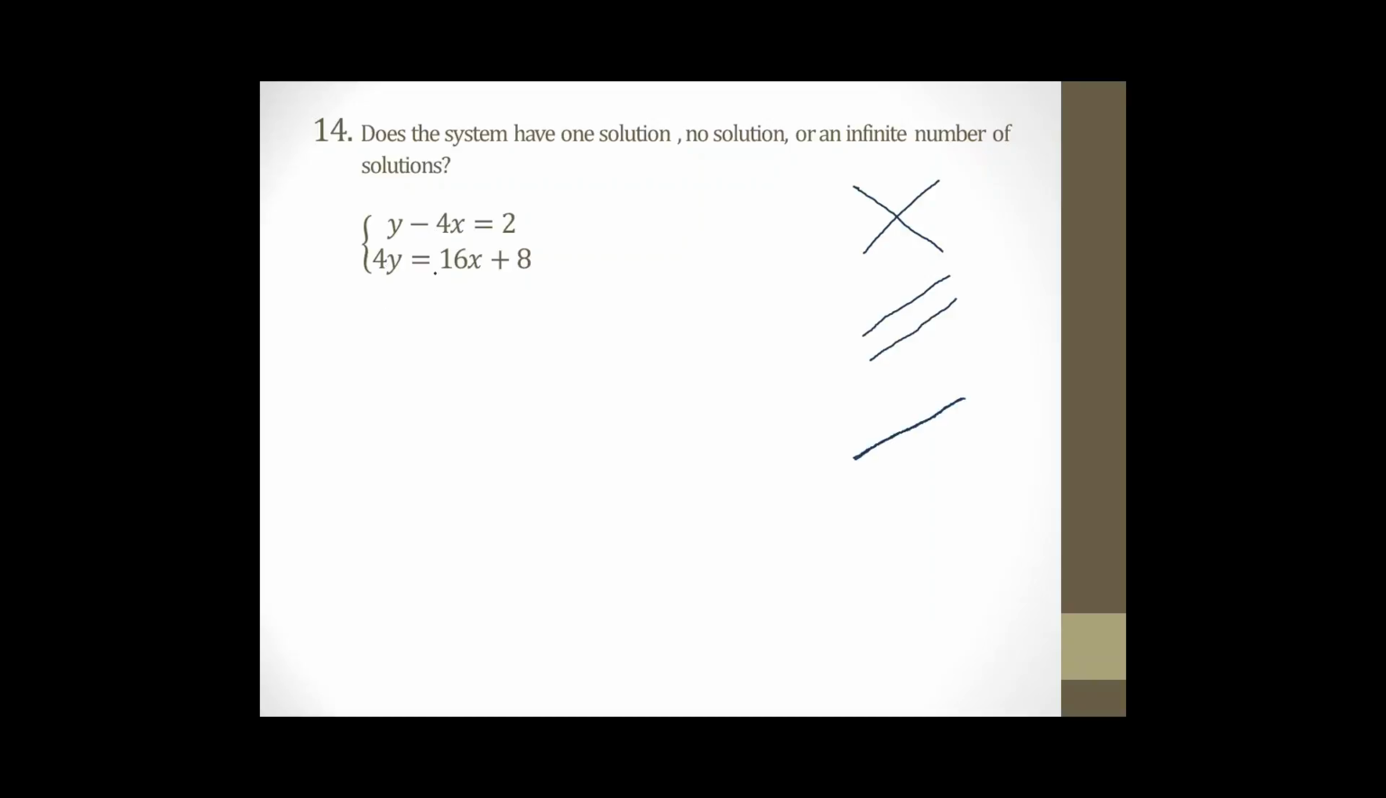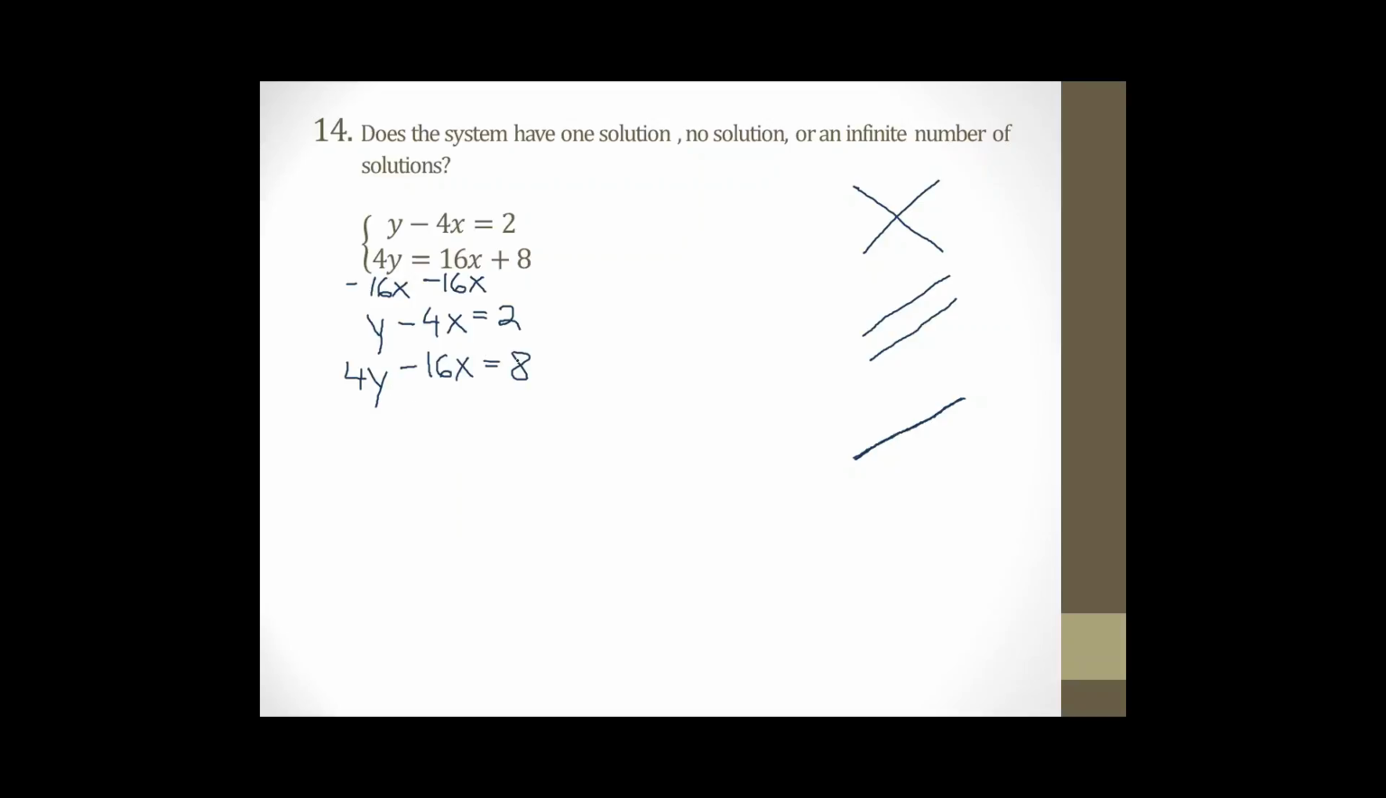To find out which one it is, we would have to use either one of the methods to solve the system. And looking at it, I'm probably in this case going to use the addition method. I'm going to leave the first equation as is, and I am going to move the 16x over to the other side by subtracting it from both sides. So now I have 4y minus 16x, which is equal to 8. So I lined up my variables perfectly.